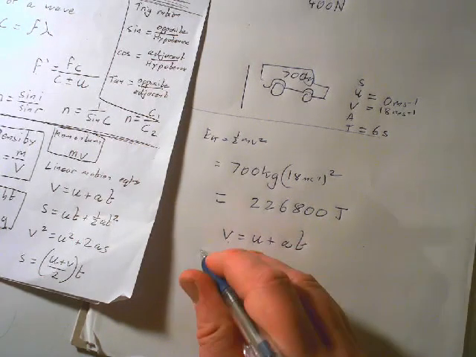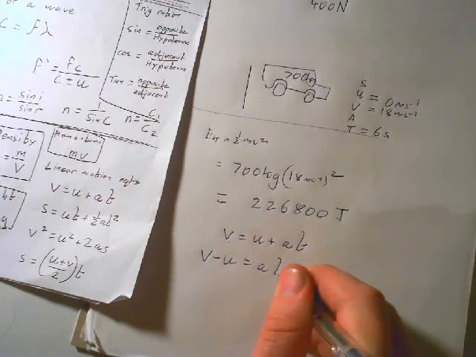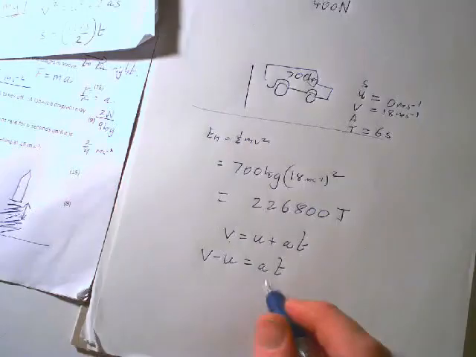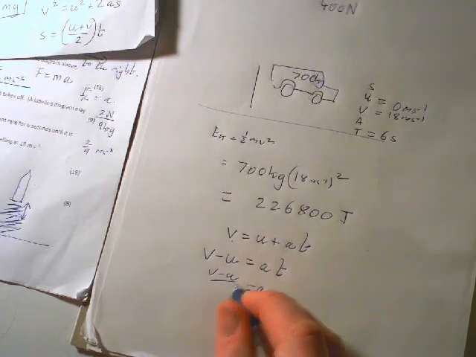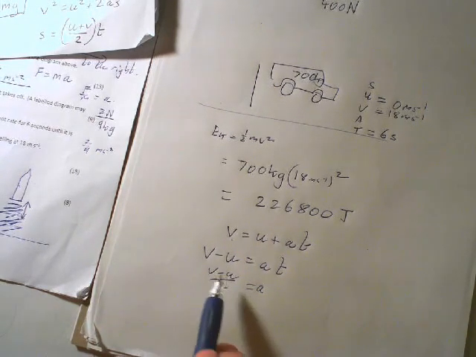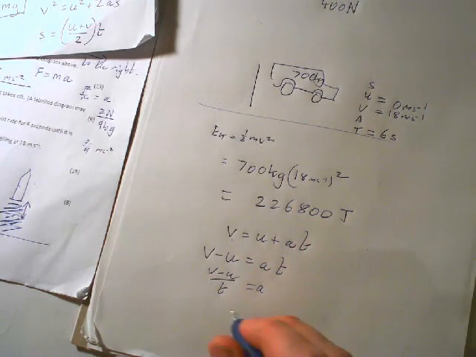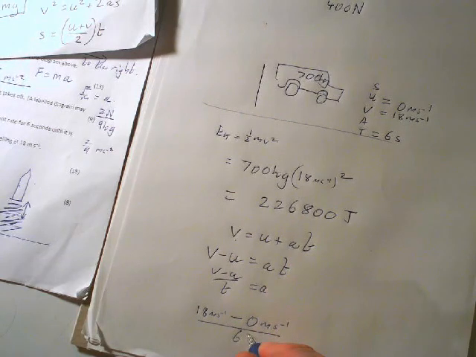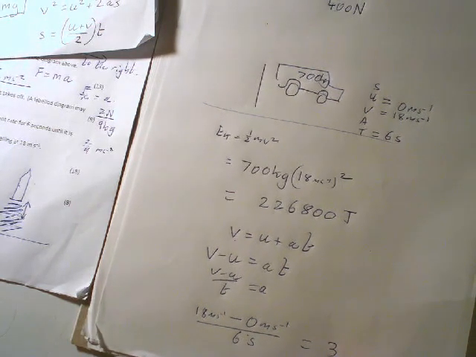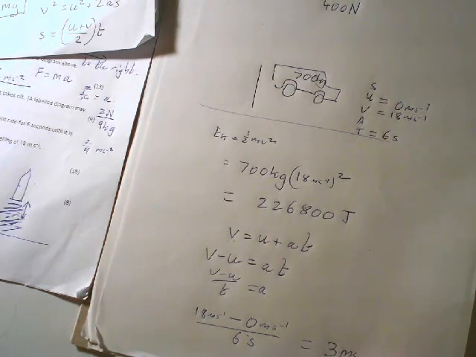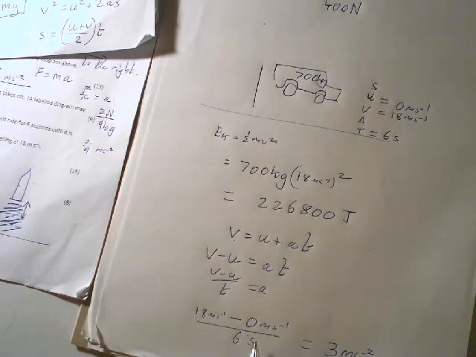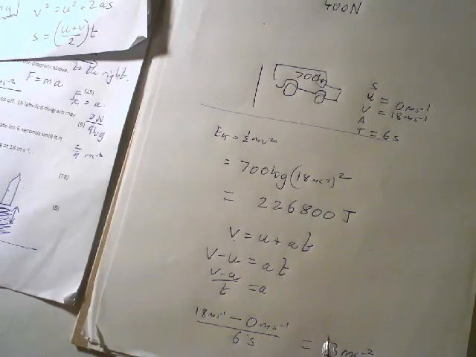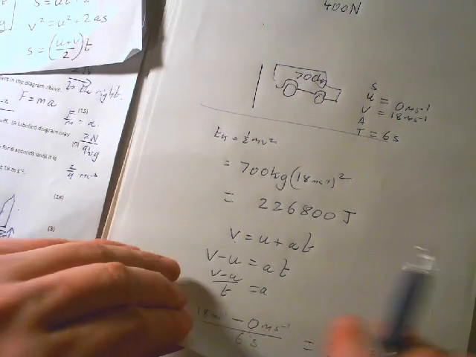Let's rearrange it to get a on its own. So bring the u across. v minus u is equal to at. And we're looking for acceleration, and that acceleration is v minus u over t. Just the standard classic definition of acceleration, change in velocity over time. So v minus u, that's 18 meters per second minus 0 meters per second, because it was at rest, all divided by the time of 6 seconds. And that gives us 3, and they're looking for acceleration in meters per second squared, since s to the minus 1 divided by another s gives us m s to the minus 2. So there's the acceleration of the car.